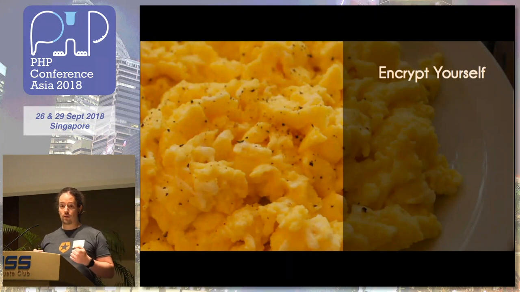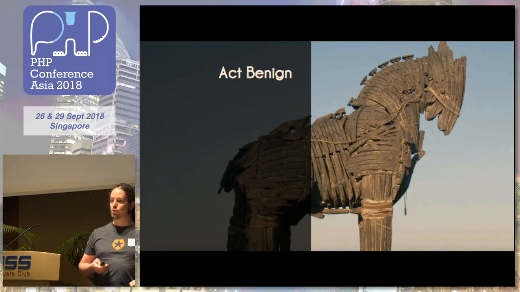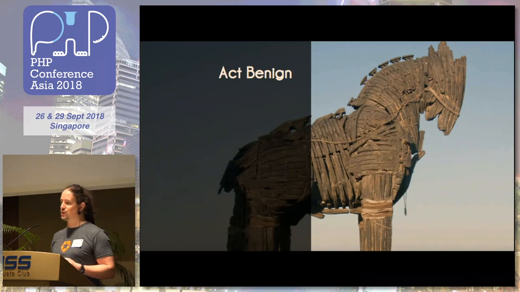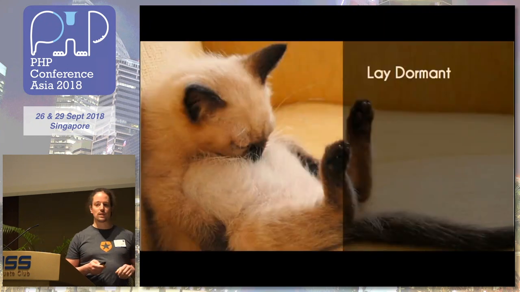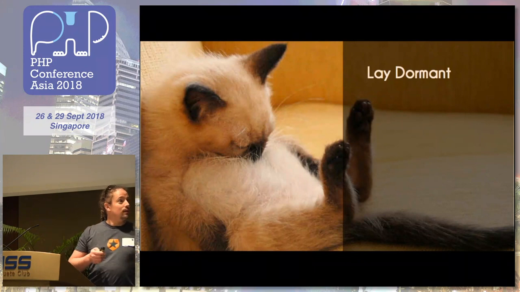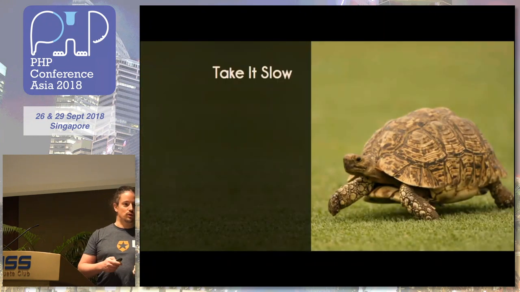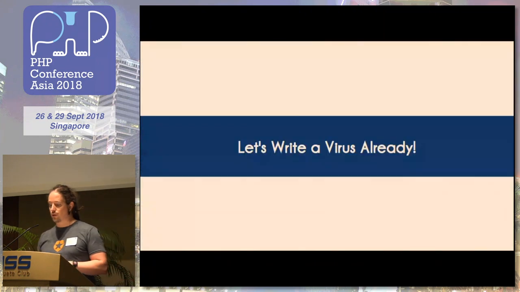The best way to get into a system is to act benign. If you see a big wooden horse outside your door, of course you're going to invite it in. Who wouldn't? It's a big wooden horse. But once it's in, the wooden horse lays dormant for a while. It also turns into a cat. Who doesn't like cats? So you lay dormant for a while, and when you do activate, you take it slow. Don't stand out. That's enough about that.